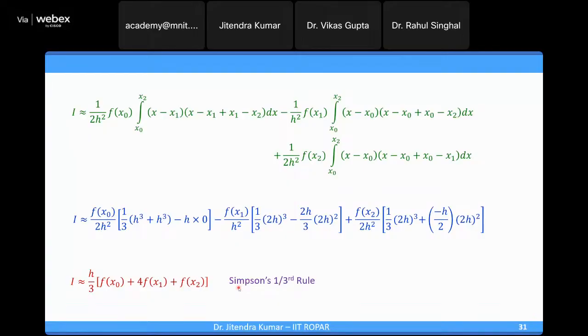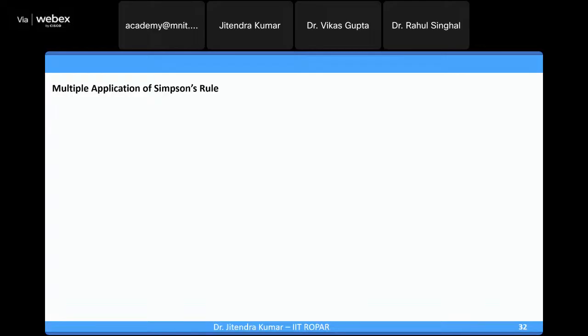So earlier it was the trapezoidal rule, now we have Simpson's 1/3 rule, and you can actually continue this. You can have a third order polynomial, fourth order, and so on. Every time you take a higher order polynomial, it is expected that you will get better accuracy. Good. So let's talk about the multiple applications.